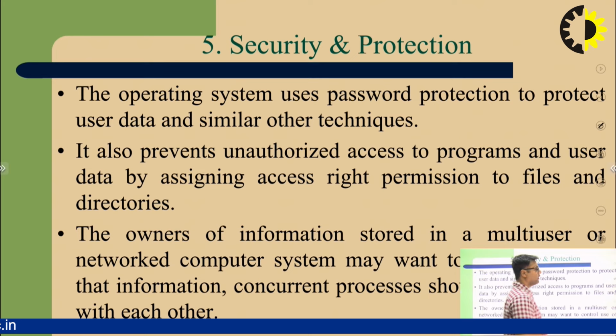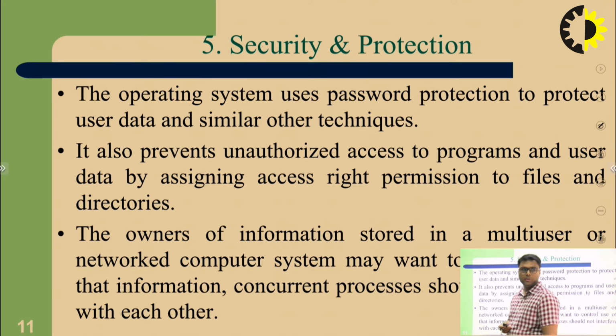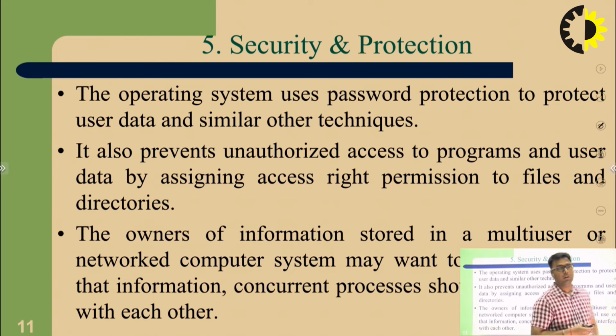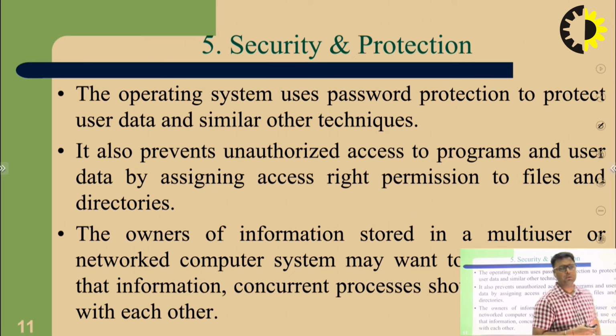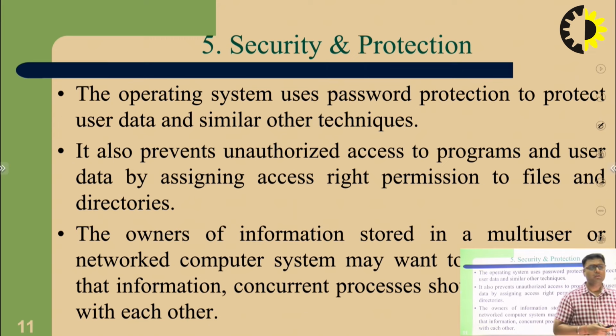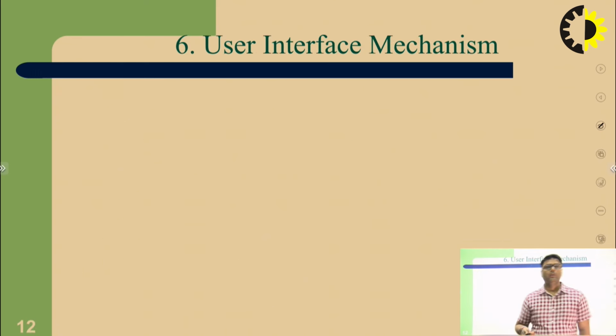The operating system uses password protection to protect user data, along with similar techniques. It also prevents unauthorized access to programs and user data by assigning access rights and permissions to files and directories. The owner of information stored in multi-user or networked computer systems may want to control the use of that information, and concurrent processes should not interfere with each other. Next is the user interface mechanism.